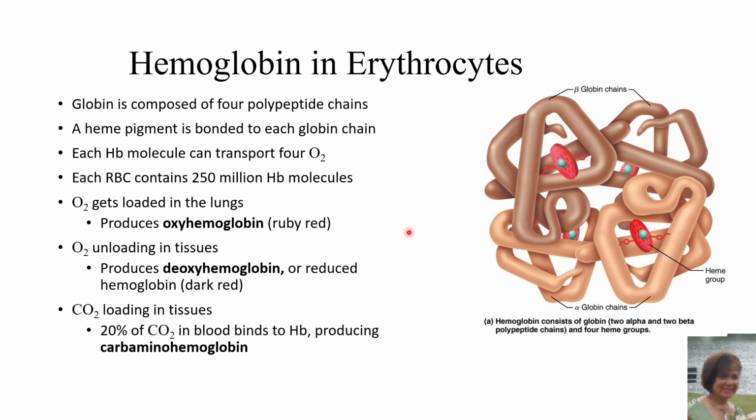So when oxygen gets loaded in the lungs, it produces oxyhemoglobin, that makes the blood ruby red, or really very, very bright red. Now, when you unload oxygen in the tissues, because oxygen is carried to the tissues because we need oxygen there, once it is unloaded, the hemoglobin now becomes what you call deoxyhemoglobin, or reduced hemoglobin.